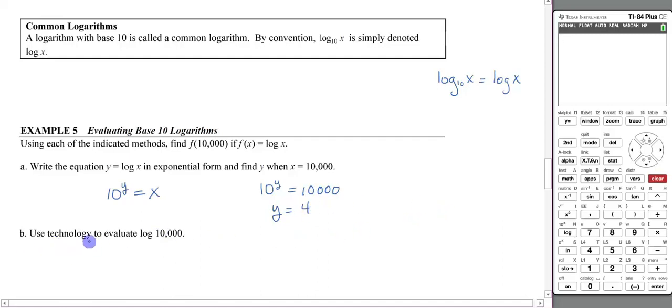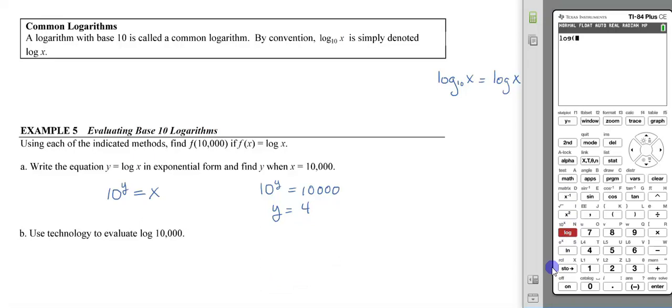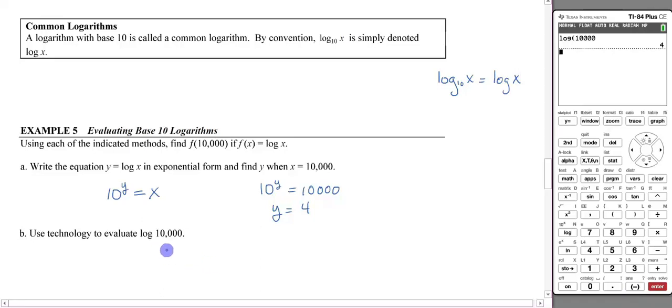Now let's use technology to evaluate the log of 10,000. Log is right here on your calculator. We're going to put log 10,000, hit enter, and you have the value 4 returned in your calculator.